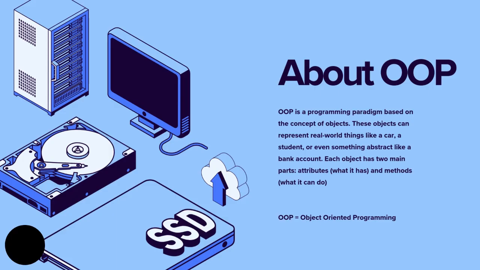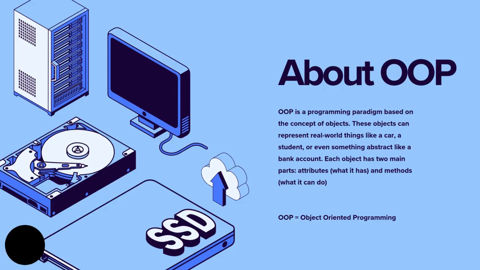So what really is OOP? Well, OOP is a programming style that's all about using objects. It's object oriented. So an object is a small package that contains two things: an attribute, which describes what it has, and methods, which describe what it can do.